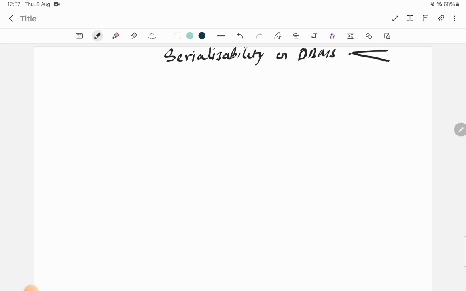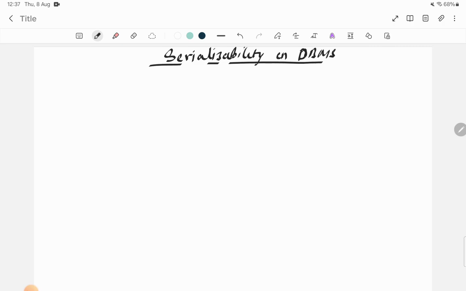Okay, this is a very confusing topic for students, so I'm going to make videos in three parts. Serializability in DBMS part 1 will cover all the basics, like what is a serial and what is a non-serial schedule. In the second part I'll cover conflict serializability and view serializability, and in part 3 I'll cover numericals related to serializability. So please stay updated. Without any further delay, let's start our topic, serializability in DBMS.